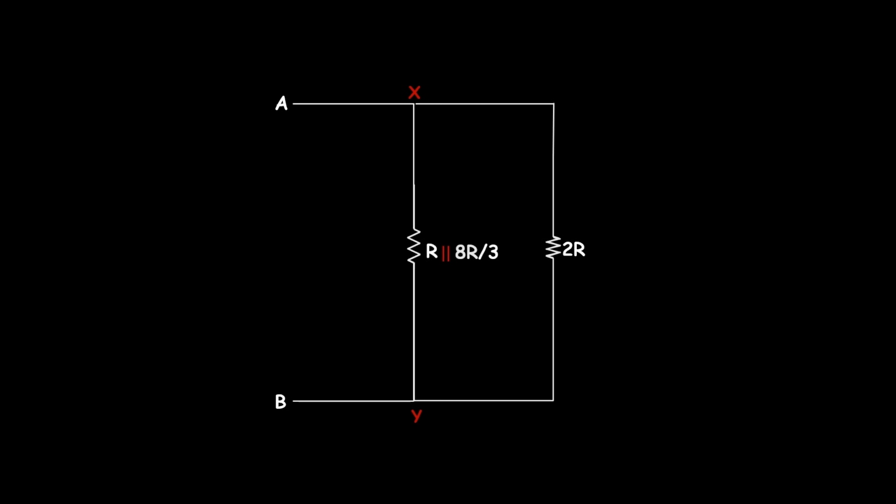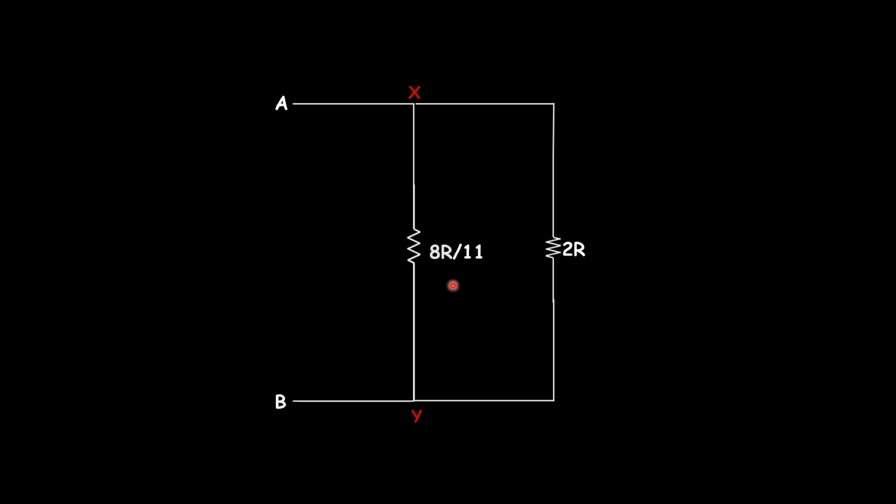To solve parallel resistances, the simple equation is product divided by sum. We take their product and divide it by their sum, that is, R multiplied by 8R by 3, whole divided by R plus 8R by 3. So the equivalent resistance becomes 8R by 11.